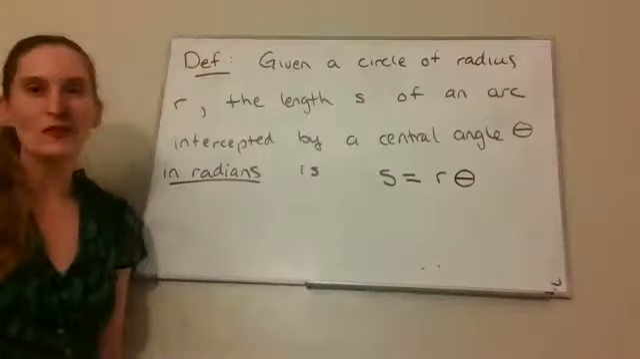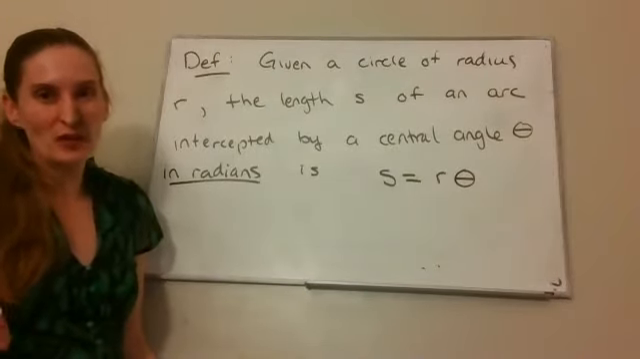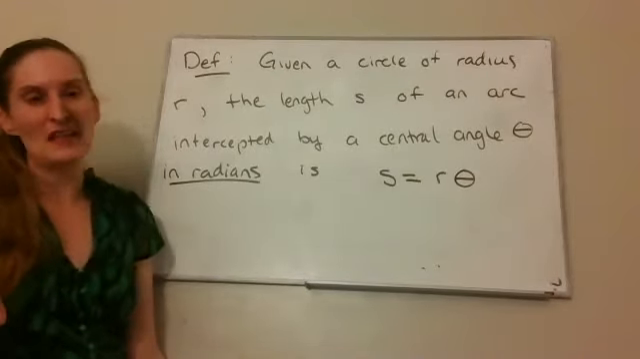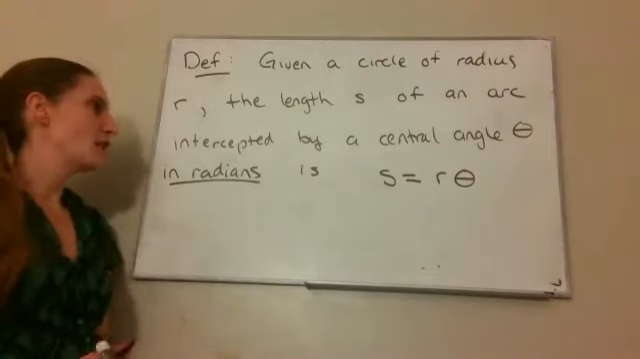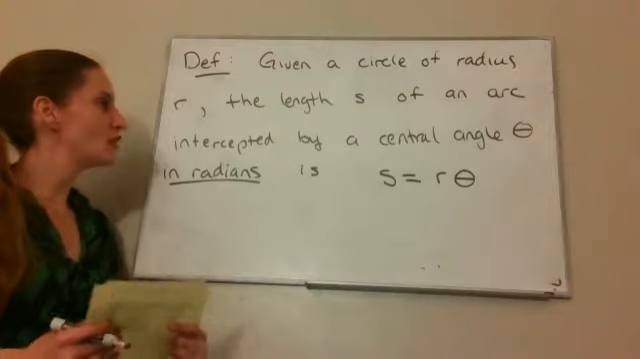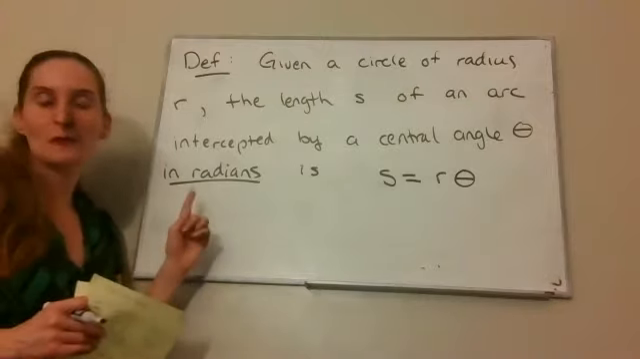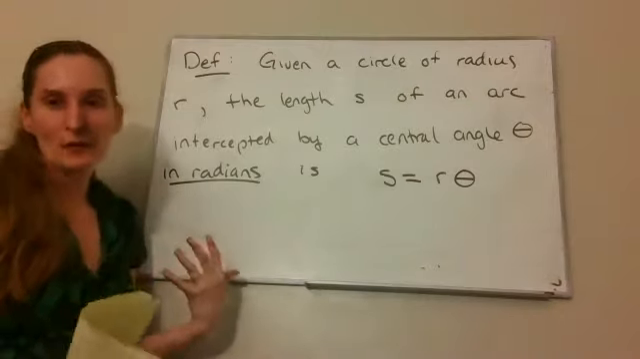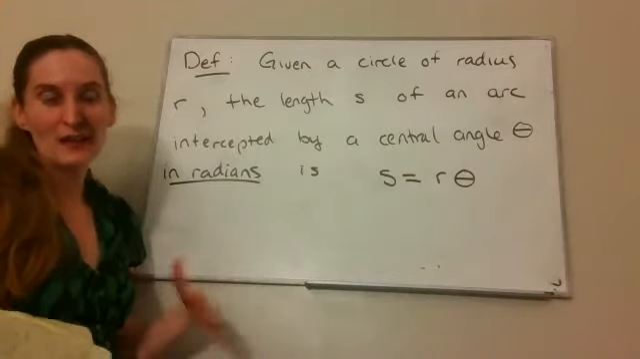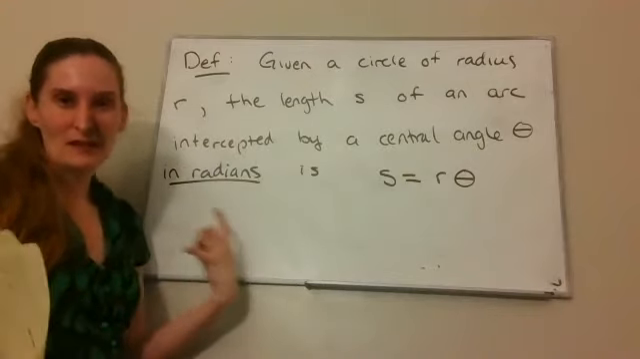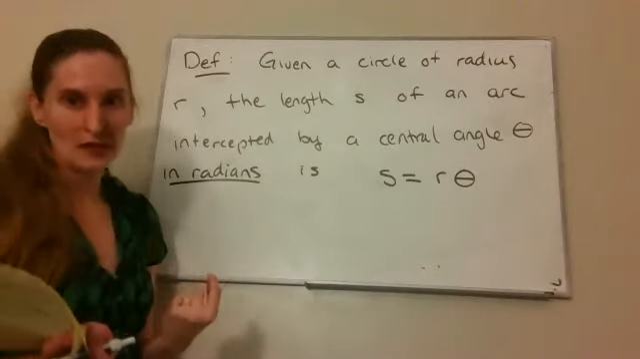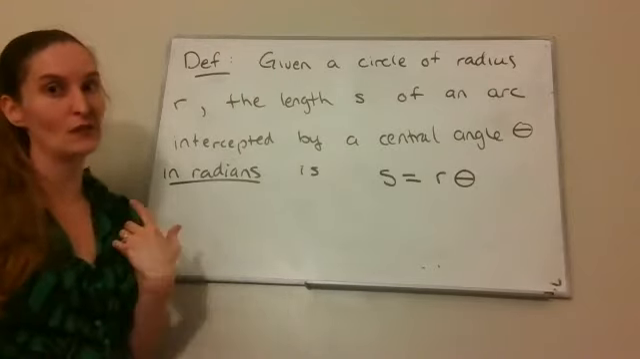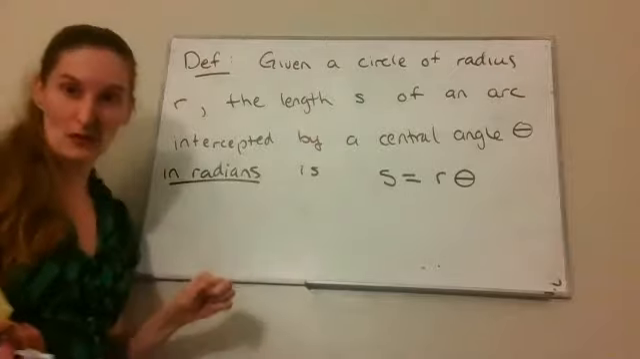Notice that's the same formula we had for figuring out the angle measure in radians. It's just solved for S instead of solved for theta. Now, it is very important in this definition, our theta is given to us in radians. So if you're supposed to be trying to find an arc length from an intercepted central angle like this, and they give you the angle in degrees, the first thing you have to do is convert to radians before you can use this formula.